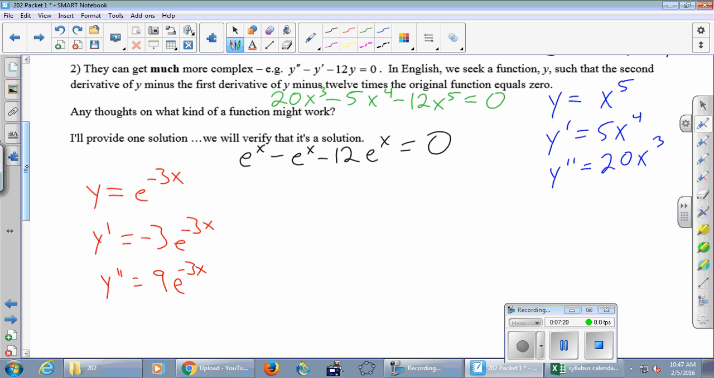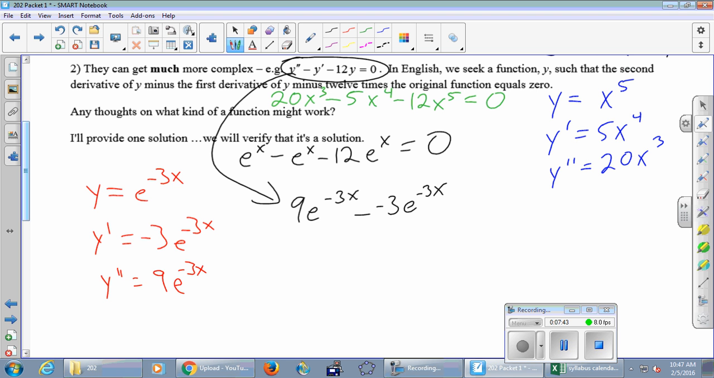And then we're going to plug all of that into the original and just see if the original equation is true. So y double prime becomes 9e to the negative 3x. And then it says minus y prime, so minus what? Negative 3e to the negative 3x, so that's going to become a plus. Minus 12y, minus 12e to the negative 3x equals 0, with fingers crossed. Does it? It does. Yeah, it's identically equal to 0. So indeed, e to the negative 3x is a solution to that differential equation.